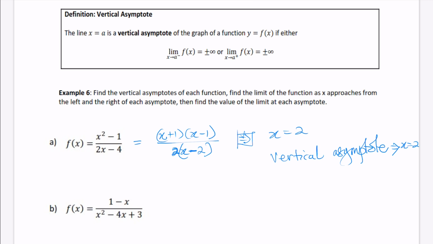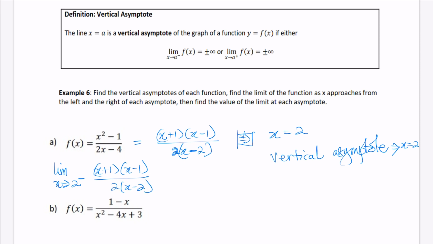So our vertical asymptote is x equals 2. Now let's find the limit as x approaches 2 from the left and from the right. So if we find the limit as x approaches 2 from the left of this expression, (x plus 1) times (x minus 1) all over 2 times (x minus 2).